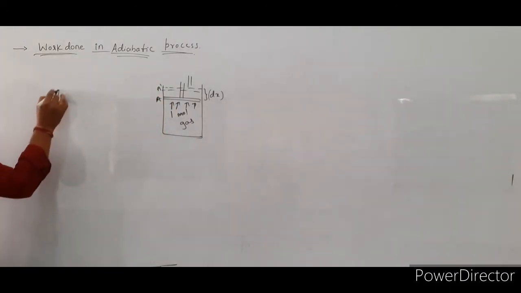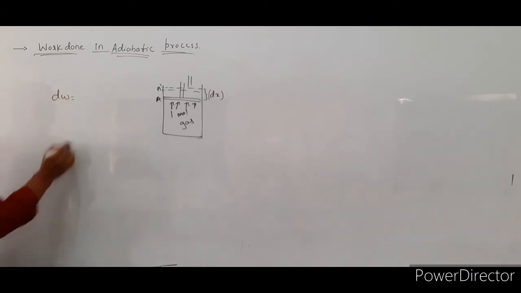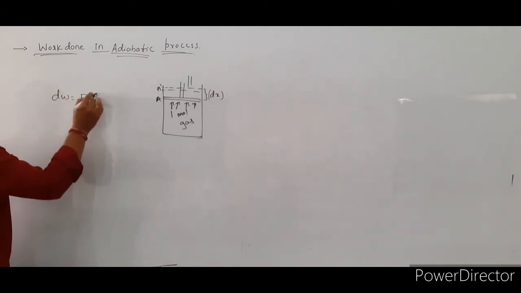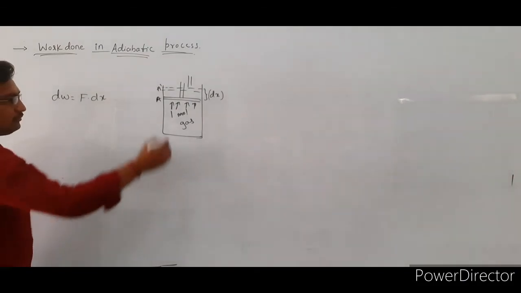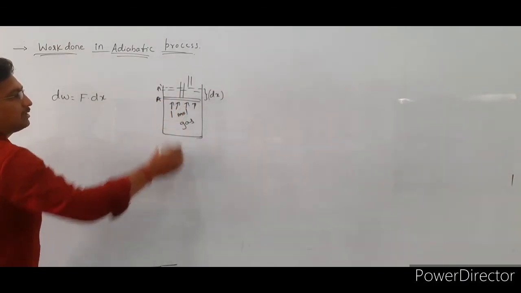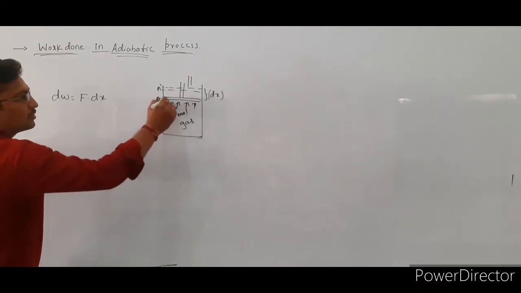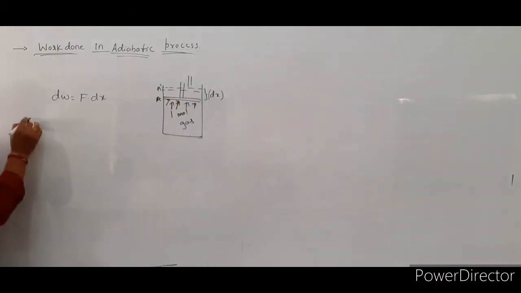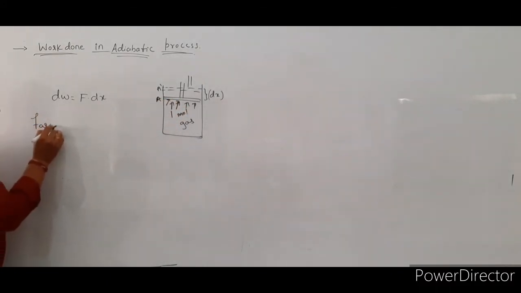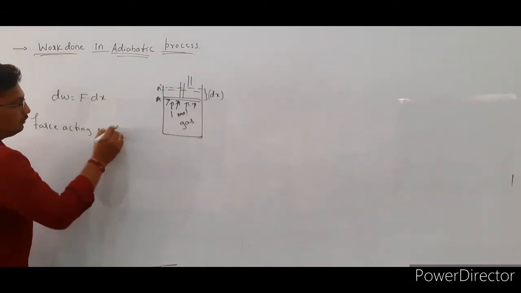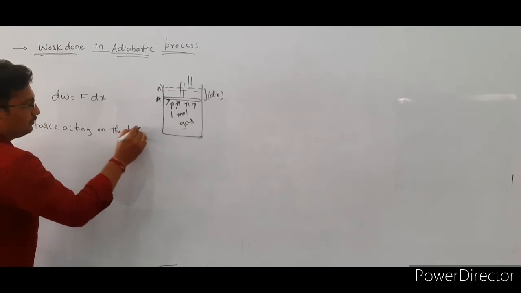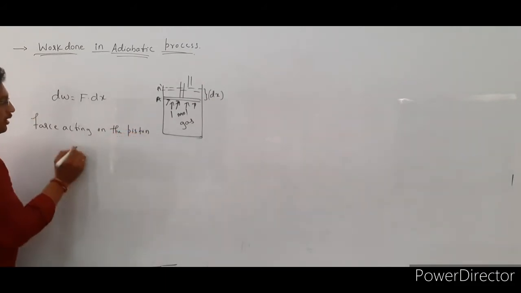So then the small work done is equal to force into displacement, that is dx. Here the gas molecules exert some force on the piston, the force acting on the piston, that is pressure is equal to force per unit area.